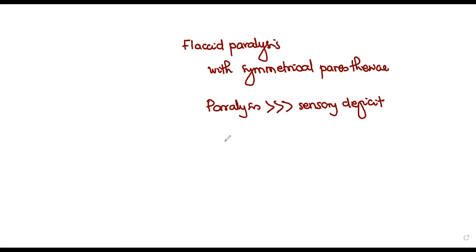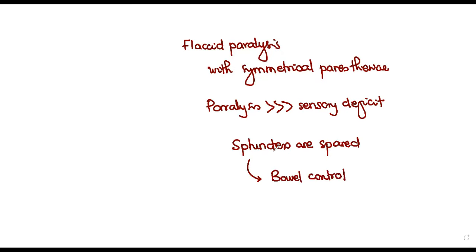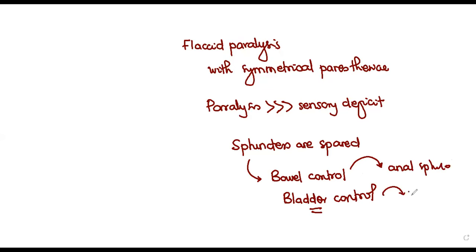And then I should mention that although the muscles are affected, usually the sphincters are spared. So although there is weakness in the legs, the patient still has bowel control. Why? Because the anal sphincter, although it also comes from the roots, from the spinal cord, for some reason, is spared. So the patient has bowel control and bladder control. The urethral sphincter is spared, although almost all the muscles below are affected.